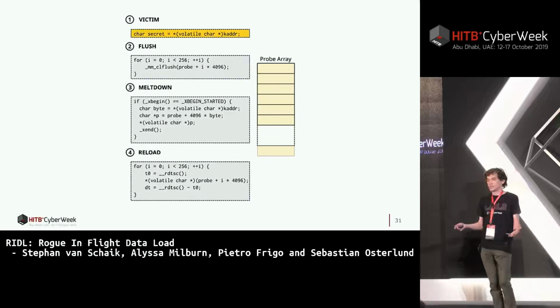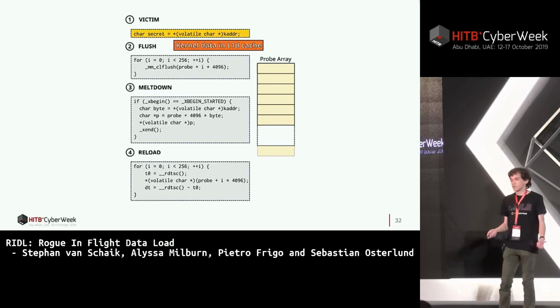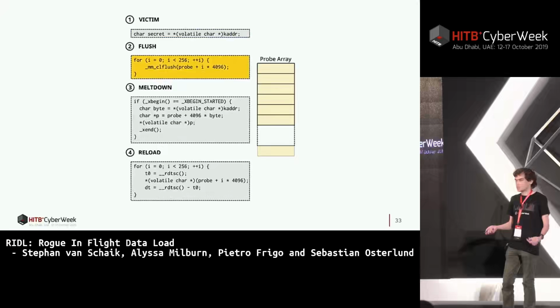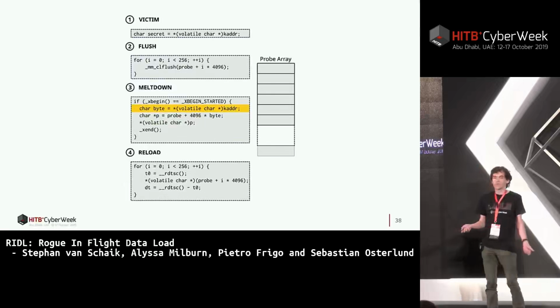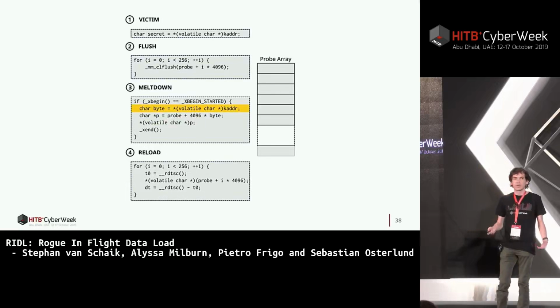So how does Meltdown work in a nutshell? The first step is that Meltdown has a victim, which in this case is the kernel, that accesses some data in the kernel. And what happens here is basically that data will end up being cached, preferably in the level 1 D cache. And then the attacker proceeds as normal. It just flushes the entire array. And then the Meltdown part happens. The Meltdown part is basically a transaction, which means that the CPU will speculatively execute something. And in this case, the code is shown here.